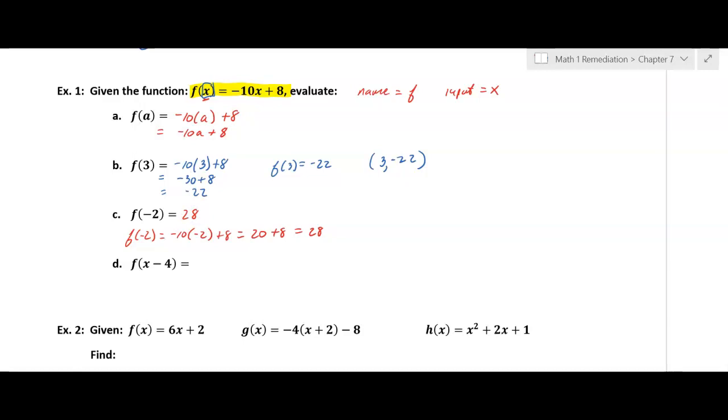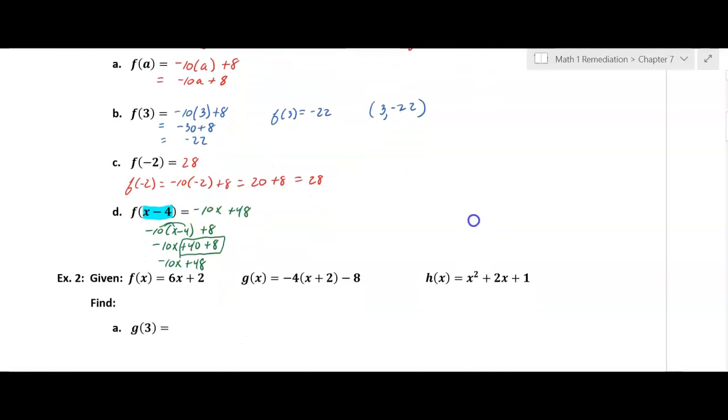Now the last one here is a little tricky. f of x minus 4. That means everywhere I see an x, I'm going to kick it out and replace it with x minus 4. So it's going to be negative 10 times x minus 4 plus 8. And now I have to simplify this. Distribute the negative 10. That's negative 10x. Negative 10 times negative 4 is plus 40 plus 8. When I combine like terms, negative 10x plus 48. So that's what you would get for f of x minus 4.